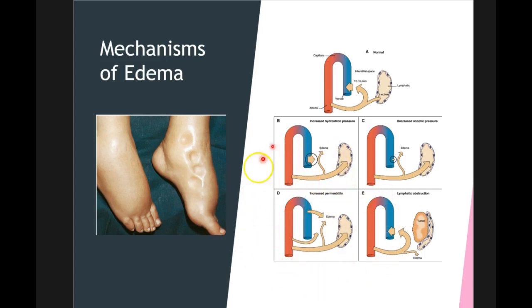And then the last cause that I'll talk about is the increase in capillary permeability. Okay, you guys should all be familiar with this from our quizzes on infection and inflammation. This usually causes localized edema, and it's the result of an inflammatory response.